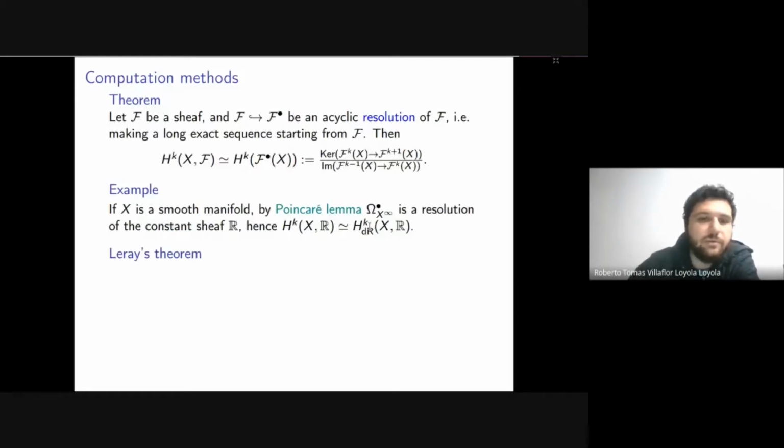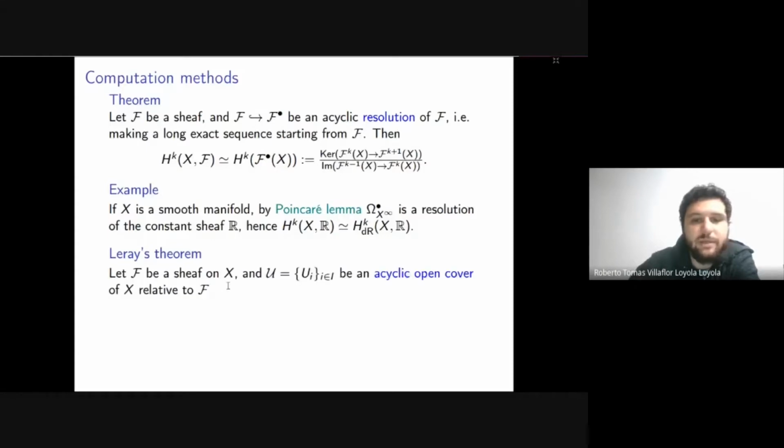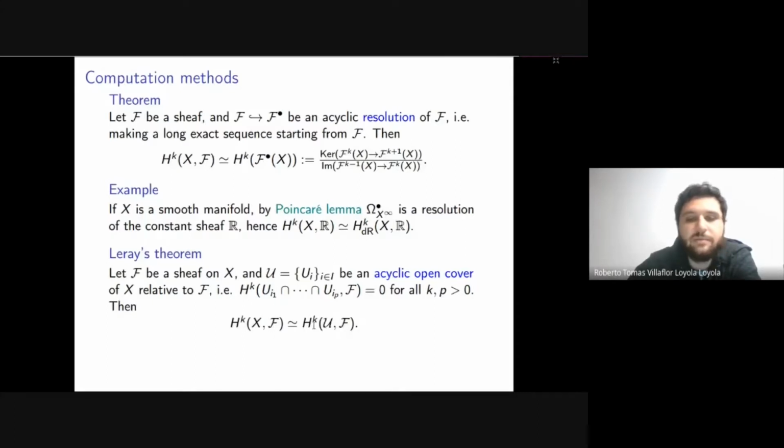Another method to compute sheaf cohomology groups is using Leray's theorem. So consider F to be any sheaf over X, and let U be an acyclic open covering related to F. This means that whenever you take any intersection of open sets inside this open covering and you compute the higher cohomology of F, they are always vanishing. Under these conditions, we can compute the sheaf cohomology of F in terms of the usual Čech cohomology with respect to this open covering.